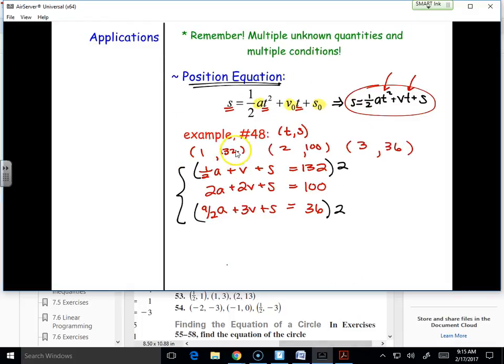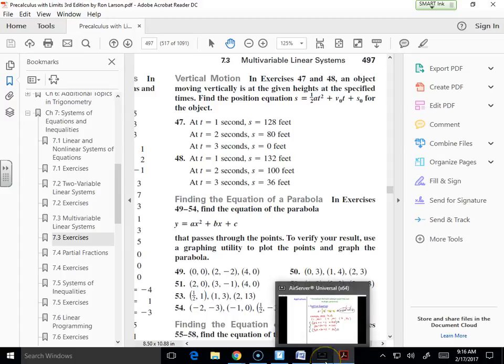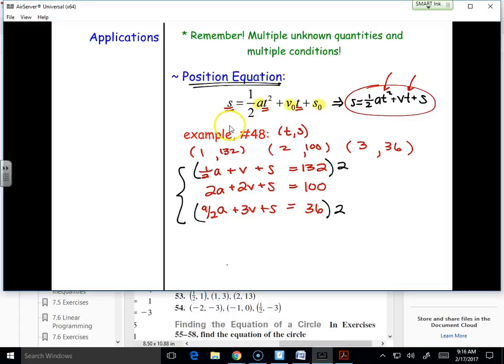Because I have these points, technically, number 48 looks just like number 47. It was written differently, but I treated the t's as x's and the s's as y's. What did I do with each of my points? Plug them in. So I had t as my first value. Each of these points follows the pattern of there's t.